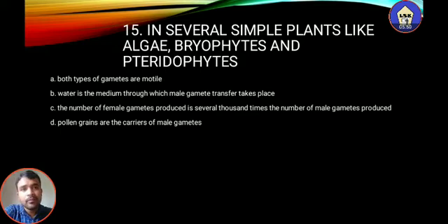See, in algae, the fertilization is external. Both male and female gametes are released into the medium. So that's why they are produced in almost the same volume. So this may not be the right answer.